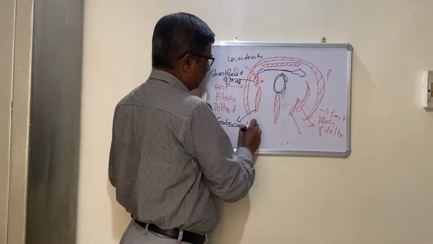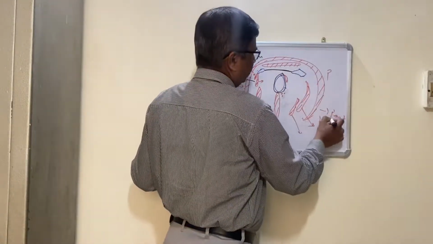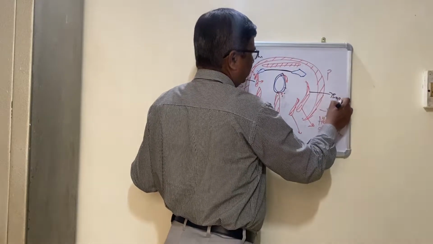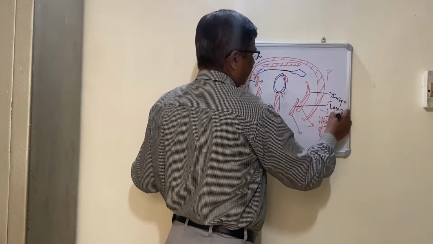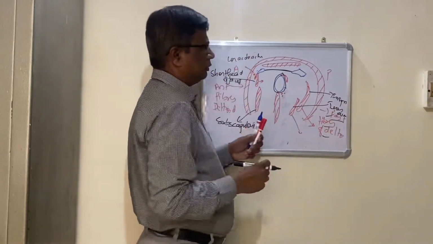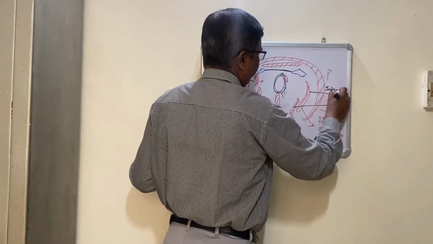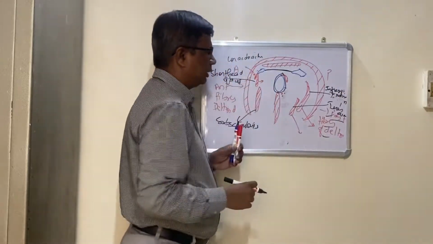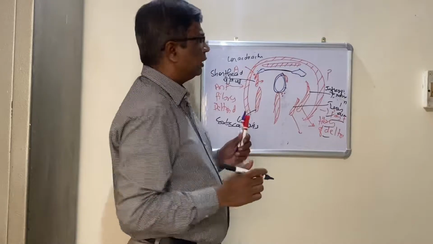So these are anterior relations of shoulder joint. Clear? What are the posterior relations of shoulder joint? Posterior fibers of deltoid, infraspinatus, and this will be teres minor. Okay, infraspinatus and teres minor, and posterior fibers of deltoid. So anterior and posterior relations done.